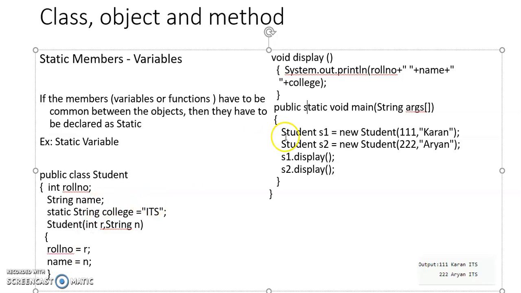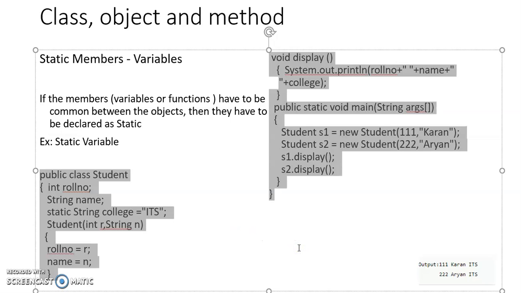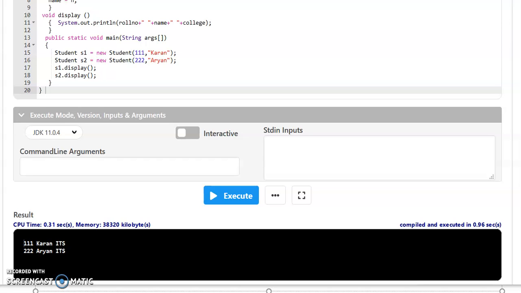And then you have s1 and s2 calling the display function. Now when it calls the display function, it should display the roll number, name and college. Since this static variable is common between the objects, both will contain ITS. So you can run this program and see. The program is executed, and you can see that Karan and Aryan are displayed with the static variable ITS.